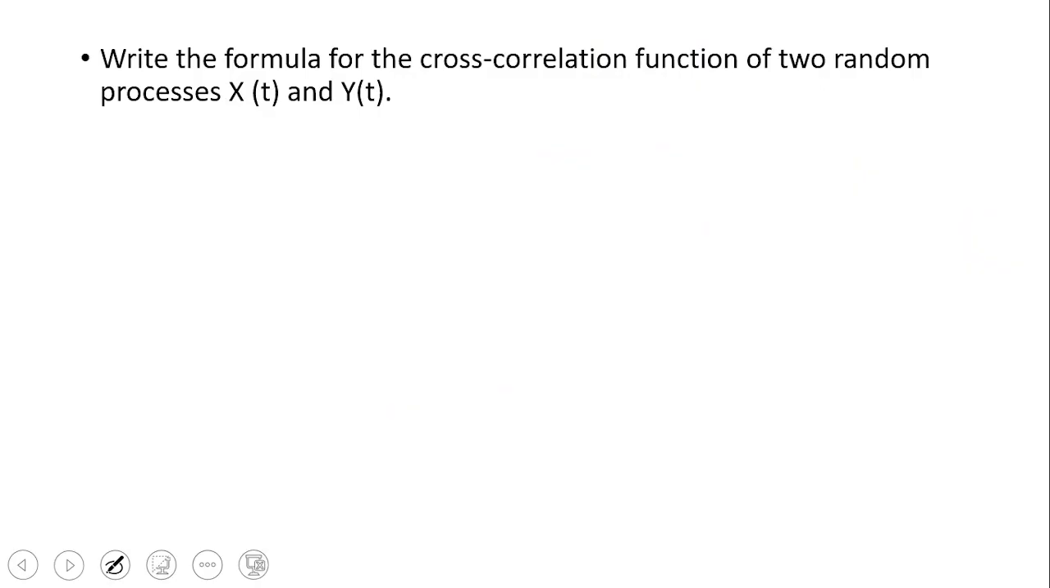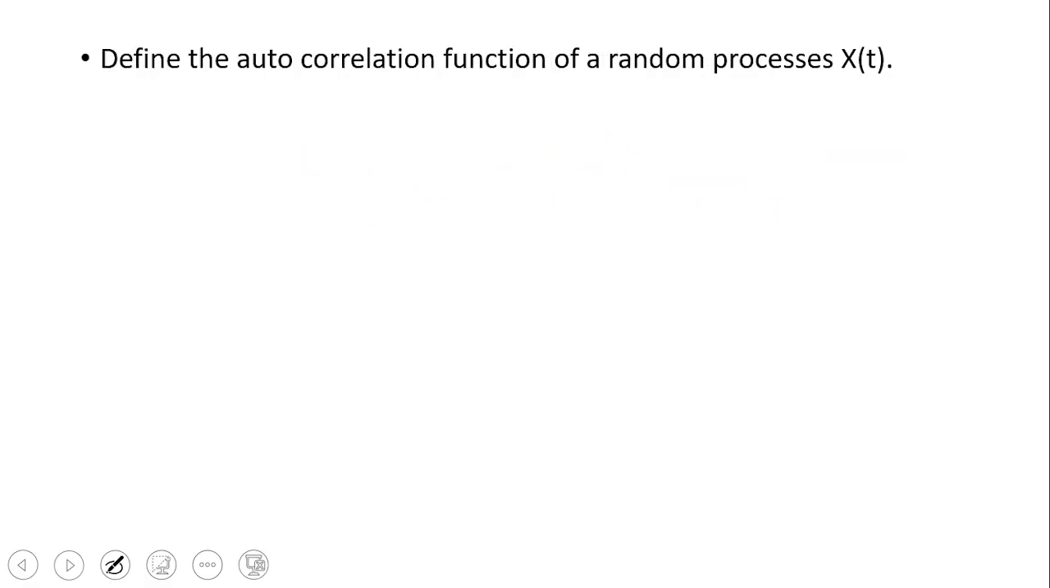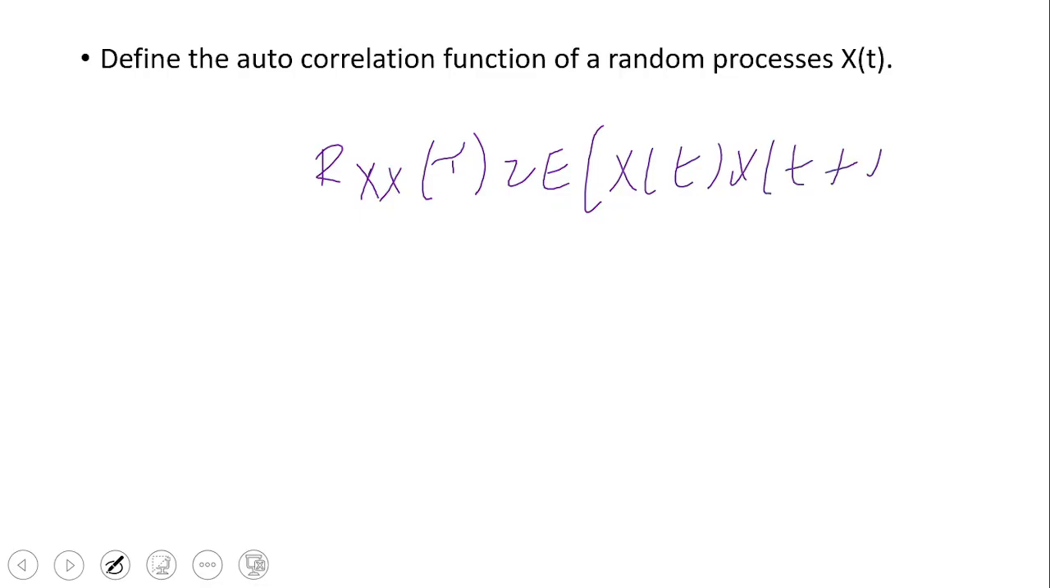Write the formula for the cross correlation function of two random processes X of t and Y of t. Cross correlation is R_XY of tau equals the expected value of X of t, Y of t plus tau. Autocorrelation function is R_XX of tau equals the expected value of X of t, X of t plus tau.